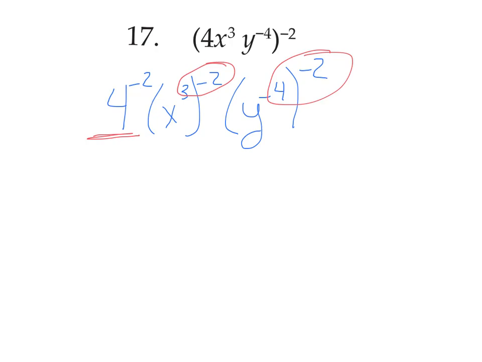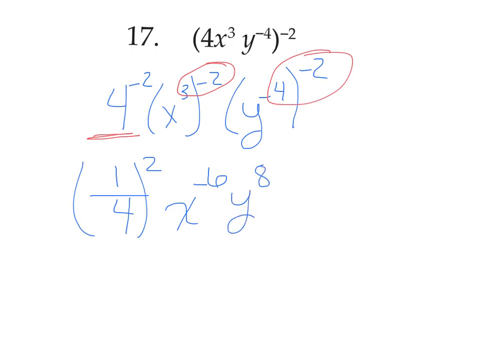The negative exponent means the reciprocal of 4. So the reciprocal of 4 is 1/4. So this is going to be 1/4 squared. The rule with these exponents is multiply. So this is going to become x to the -6. And again, the rule for this is to multiply. So this is going to become y to the +8.